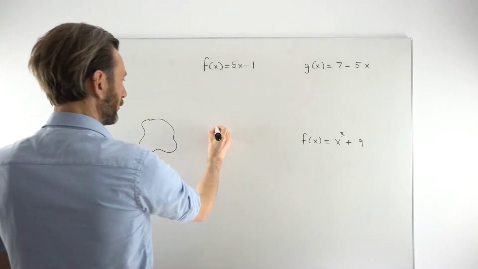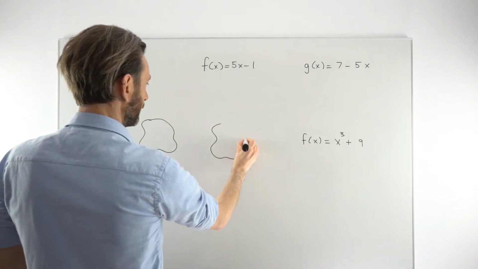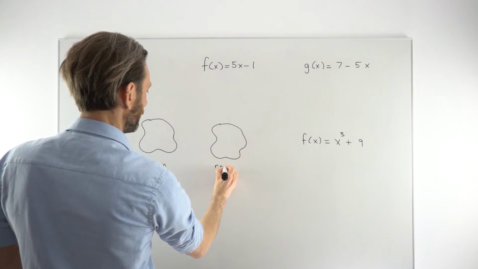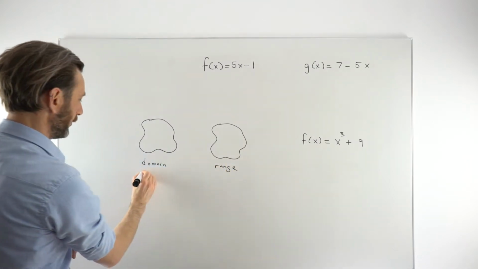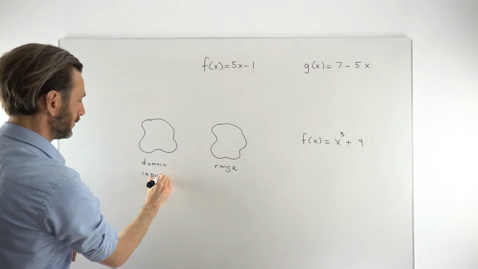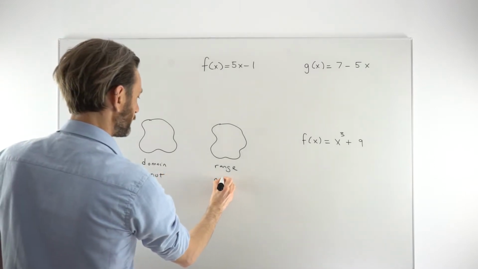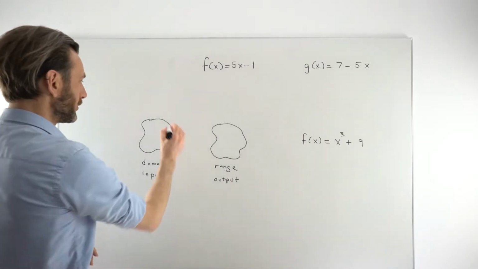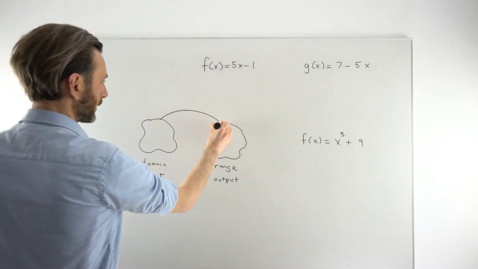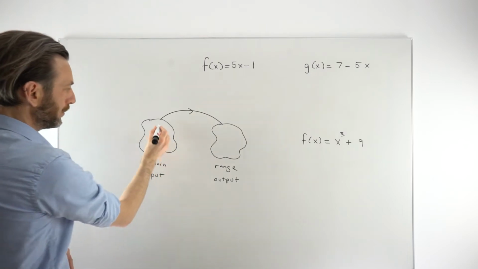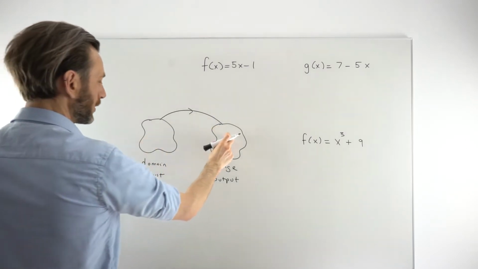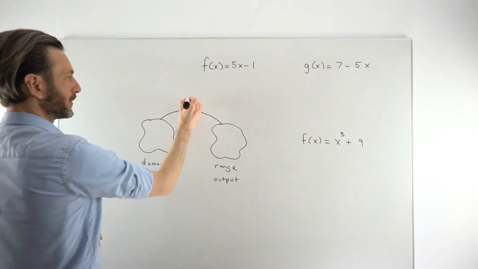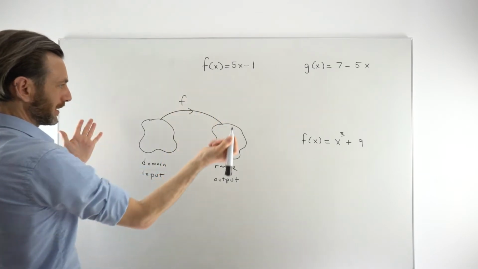And then we've got the range of a function, which is all the output values. So we could actually call this the input values, and these are the output values. If you're not familiar with domain and range, don't worry about it too much. A function basically is this kind of mapping. It takes a number from the domain and gives you an output value in the range. So we would call this f to represent the function.